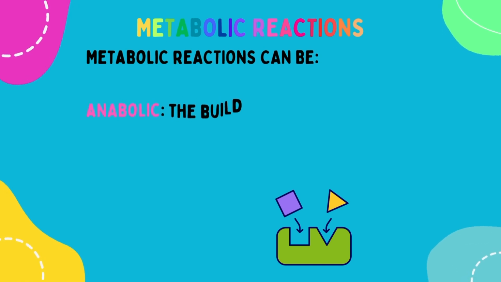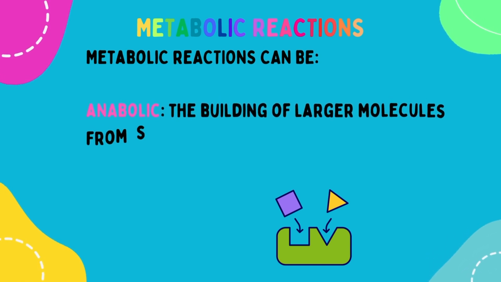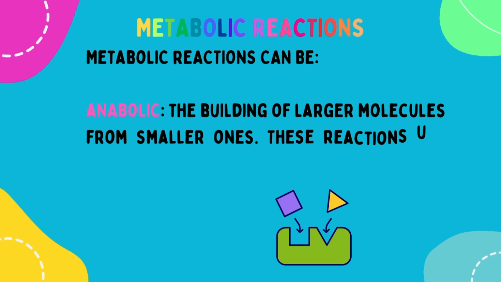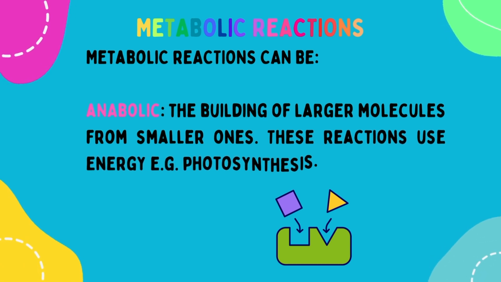Our second type of metabolic reaction is known as an anabolic reaction. This is the building up of larger molecules from smaller ones. These reactions require energy, and a common example that's given in an exam is photosynthesis. You will need to know an example of a catabolic and anabolic reaction for both plants and animals.